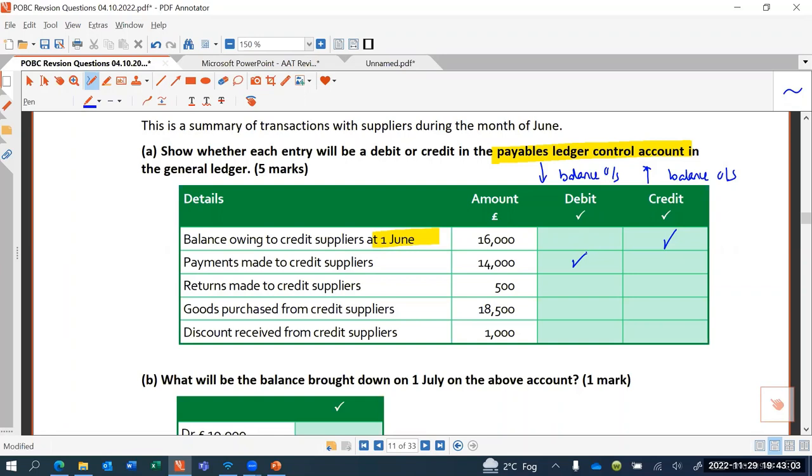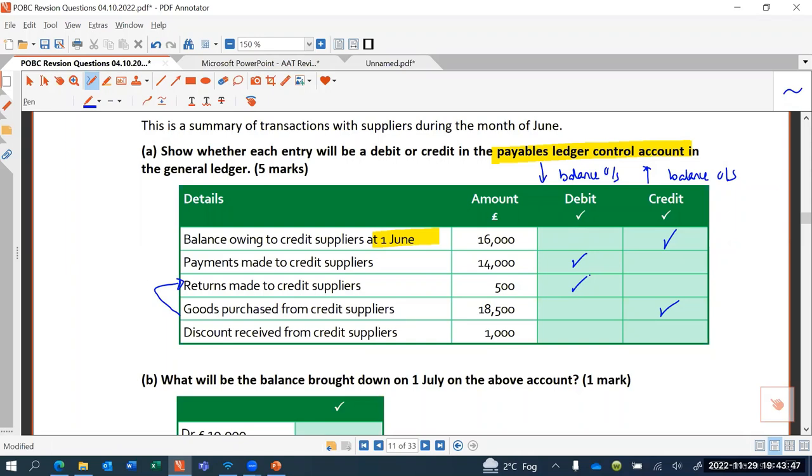Now we've got some returns here. I might not do the returns until I've done the purchases. I think I'd do purchases first, just to get my head straight. So if I buy goods from a credit supplier, where would that go? When I make purchases, I buy things. On the credit side? Absolutely. So keeping that in mind, if then some of those goods are returned, what side might they go on? The opposite one. Yes. So I increase my balance with credits and I decrease with a debit. So if some of the goods that I purchased have been returned, I do a debit.